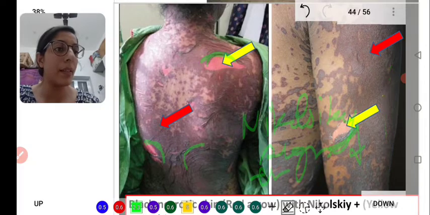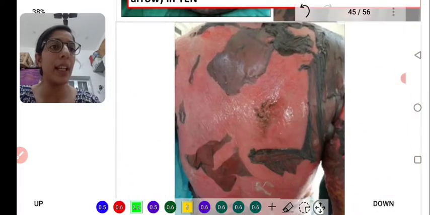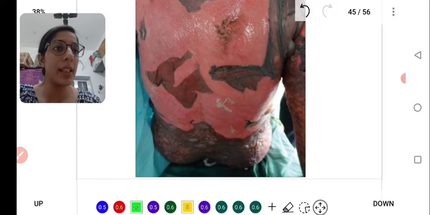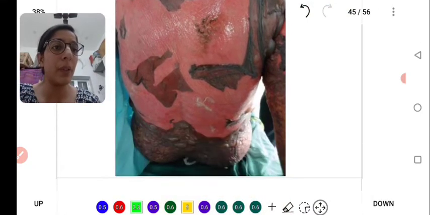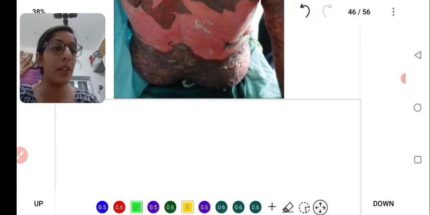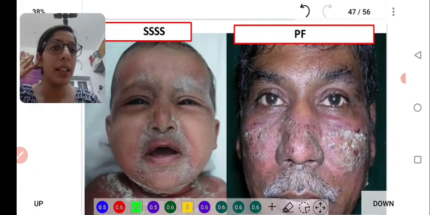Let's move to the next. Here you can see this is the necrotic area. Complete skin is peeled off. This is an example of TEN. Mimics of TEN, let's see.